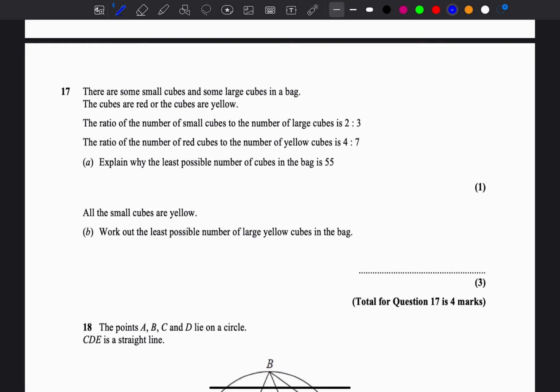The least possible number of cubes is 55. If you look at the ratio of large cubes to small cubes, or small to large, is 5. Red is to yellow, total is 11. 5 times 11, there must be 55 cubes at least. Work out the least number of possible yellow cubes in the bag. All the small cubes are yellow.